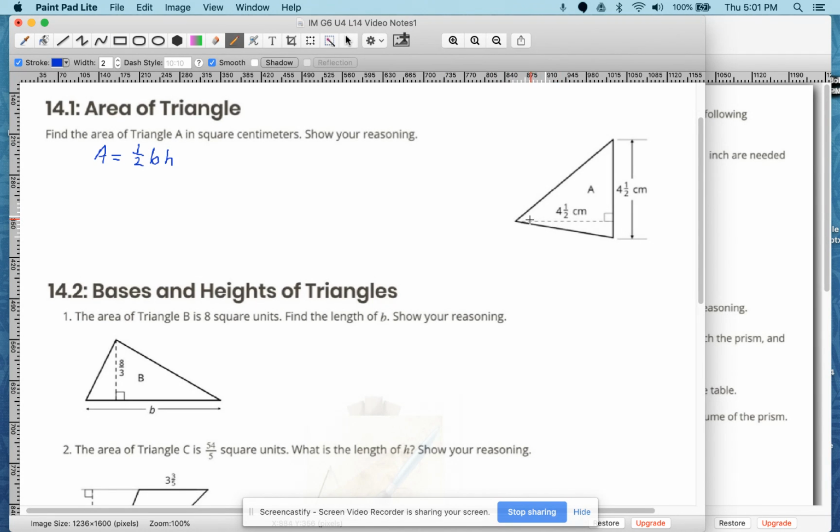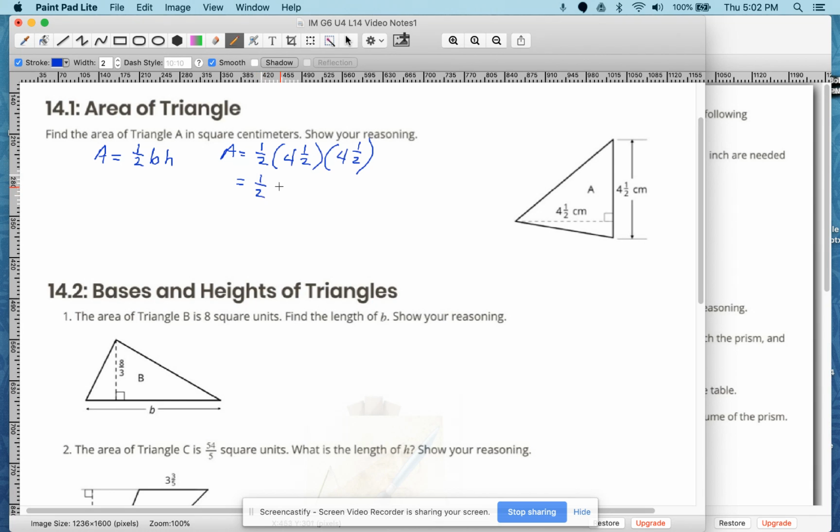And we have a base of 4.5 centimeters and a height of 4.5 centimeters. Or you can look at this as the base and this is the height. So let's plug in our numbers. The area will equal 1/2 times 4.5 times 4.5. And remember, we don't just multiply across with mixed numbers. We have to do some conversions.